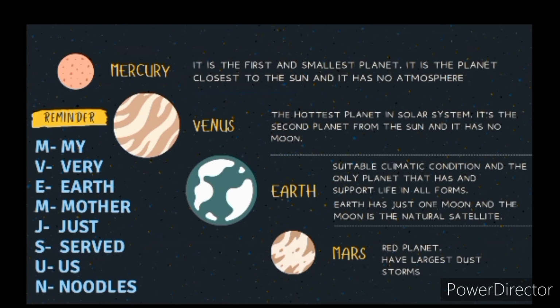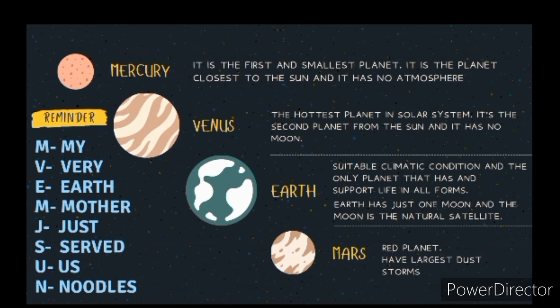So, can we go again? My very eager mother just served us noodles. M stands for what? Mercury, V for Venus, E for Earth, M for Mars, J for Jupiter, S for Saturn, U for Uranus, and N for Neptune.